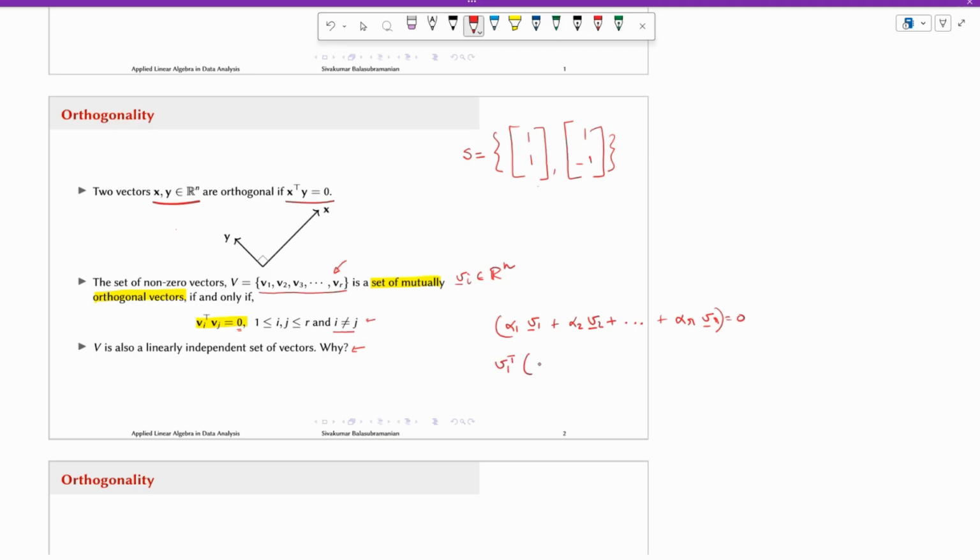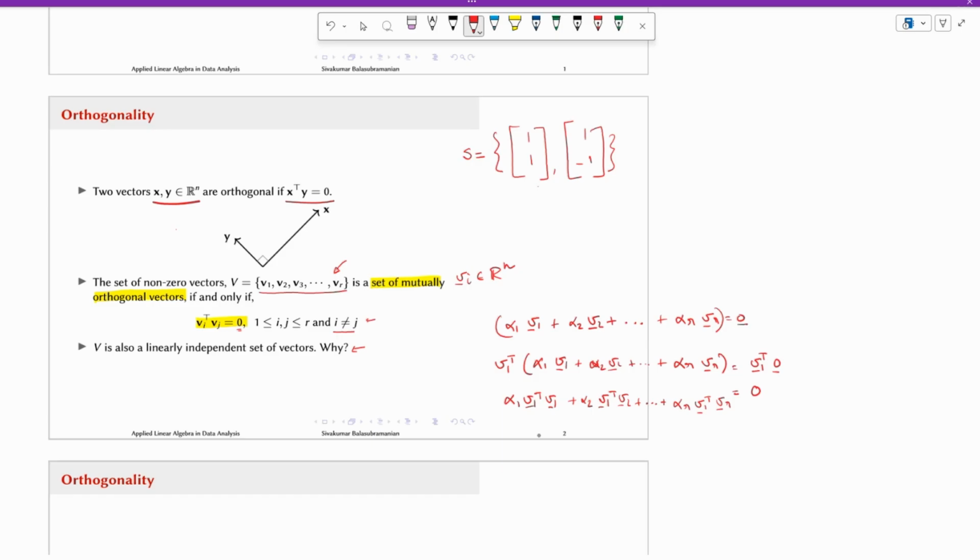V1 transpose alpha 1 V1 plus alpha 2 V2 up to alpha R VR, and I do V1 transpose with the zero vector. The right hand side is still 0, but in fact it is not a zero vector, it's a scalar zero. On the left hand side, what you will have is alpha 1 v1 transpose v1 plus alpha 2 v1 transpose v2 up to alpha r v1 transpose vr.